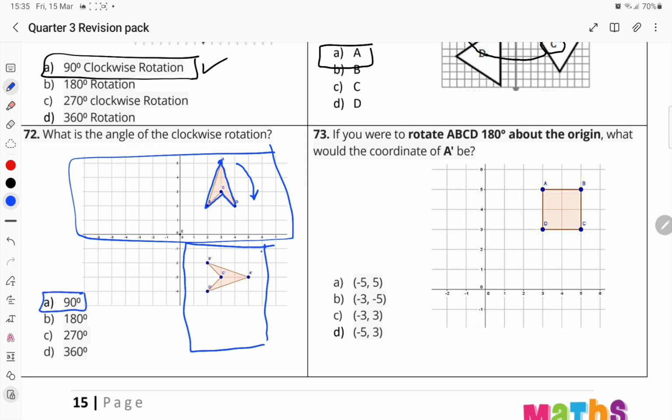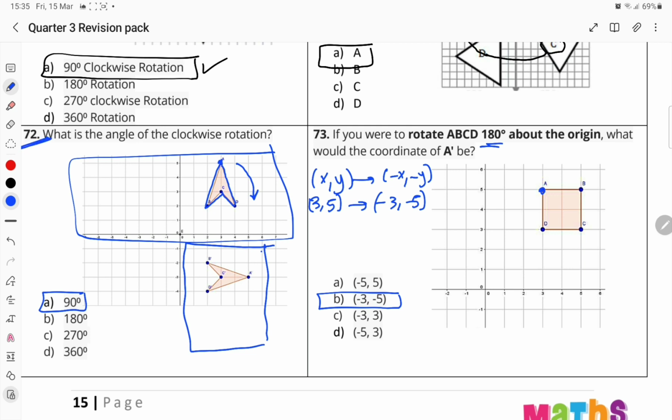Here in 73, if we were to rotate A, B, C, D 180 degrees about the origin, what would the coordinate of A prime be? Where would it be? Again, X and Y. To rotate it 180 degrees, it becomes negative X, negative Y. Where is A now? A is at 3 and 5. When you rotate it 180, negative 3, negative 5. You just change the sign, so it becomes negative 3, negative 5.